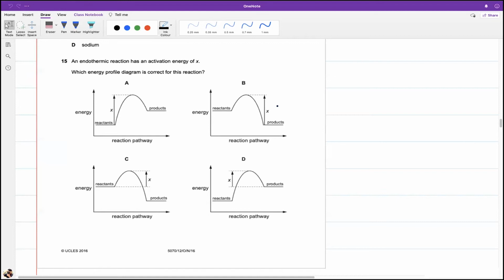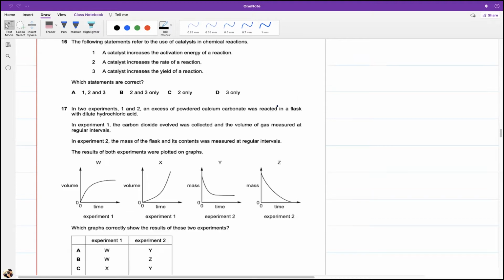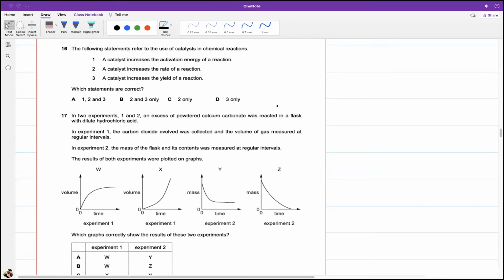All right, an endothermic reaction has an activation energy of X. Which energy profile diagram is correct for this reaction? First of all, it's telling me that it is endothermic. That means products will be at a higher level than reactants. That's the first one. And secondly, it's telling me that the activation energy is X. So मुझे ये पता होना चाहिए कि smallest यानी कि reactant से highest point तक जो value होगी वो X होगी. So products should be higher than reactants, and the activation energy arrow should start at reactants and at the highest point.